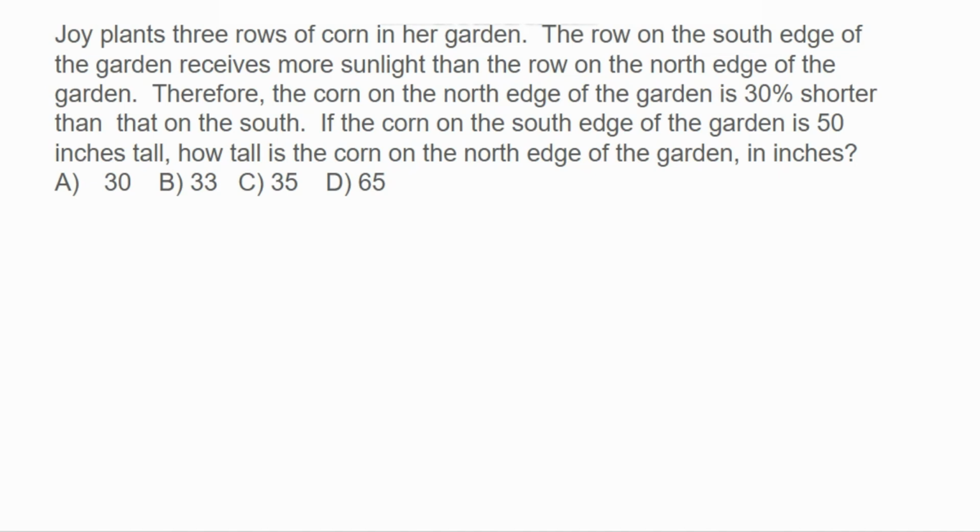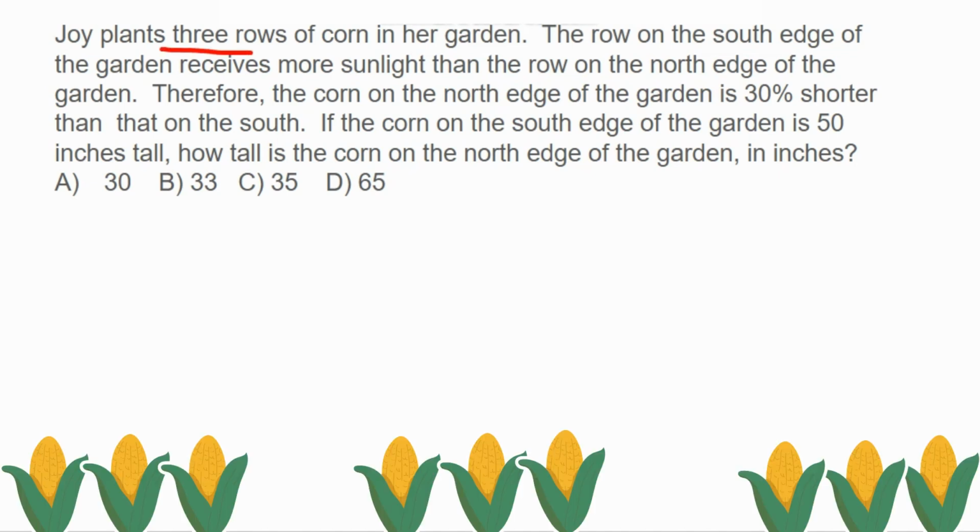Okay, Joy plants 3 rows of corn in a garden. The row on the south edge receives more sunlight than the row on the north edge. Therefore, the corn on the north edge is 30% shorter than that on the south. If the corn on the south edge is 50 inches tall, how tall is the corn on the north edge of the garden in inches?